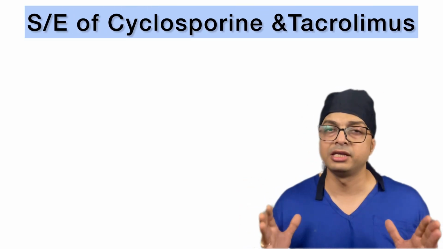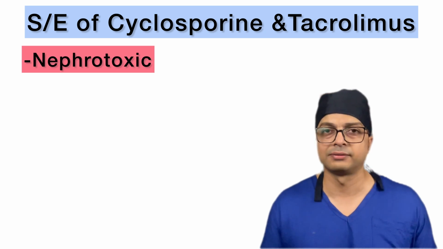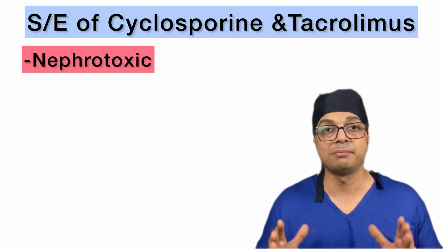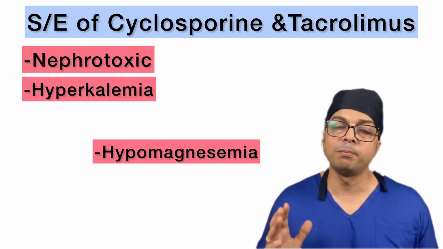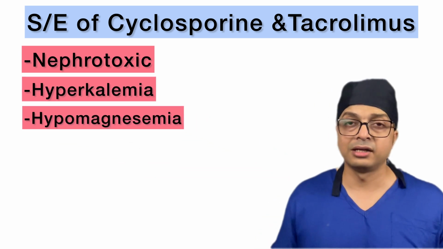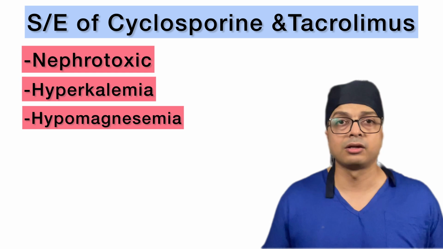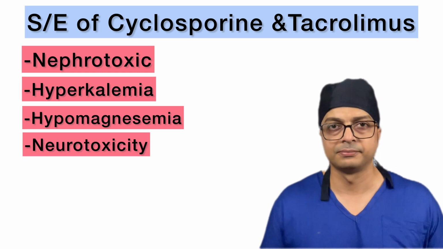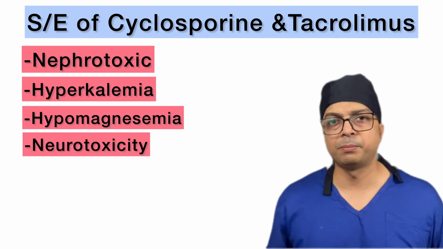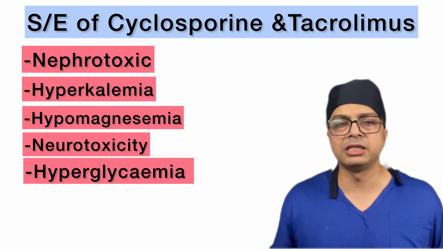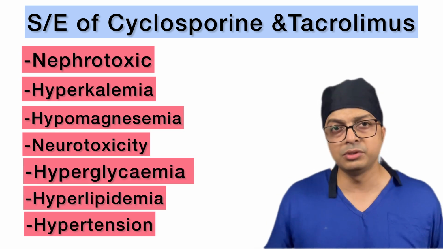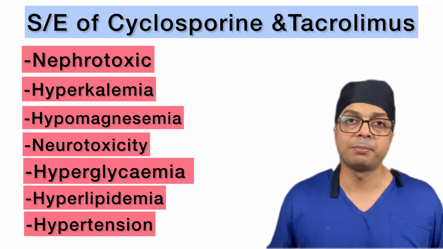Now coming to the side effects of these two calcineurin inhibitors. These two calcineurin inhibitors are nephrotoxic and cause electrolyte imbalances, particularly hyperkalemia and hypomagnesemia. These drugs, if used for a longer time, can cause neurotoxicity. The patient may develop hyperglycemia, hyperlipidemia, hypertension, and may have facial changes like hirsutism and gingival hyperplasia.